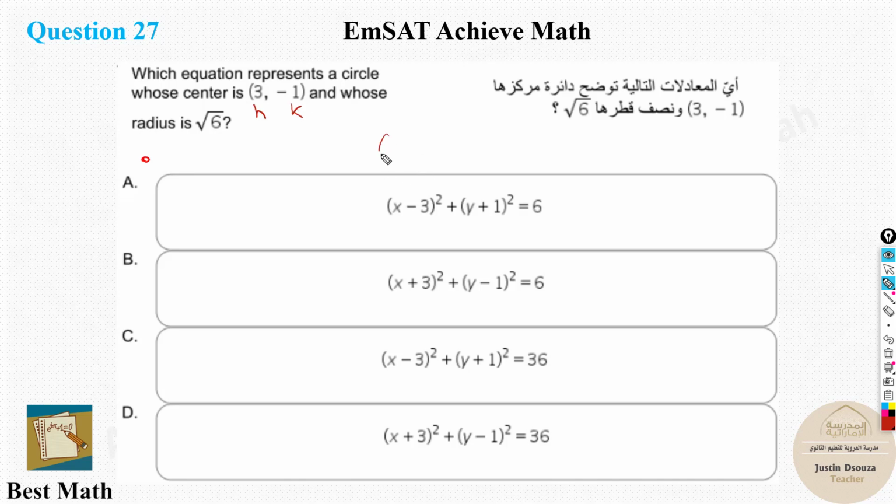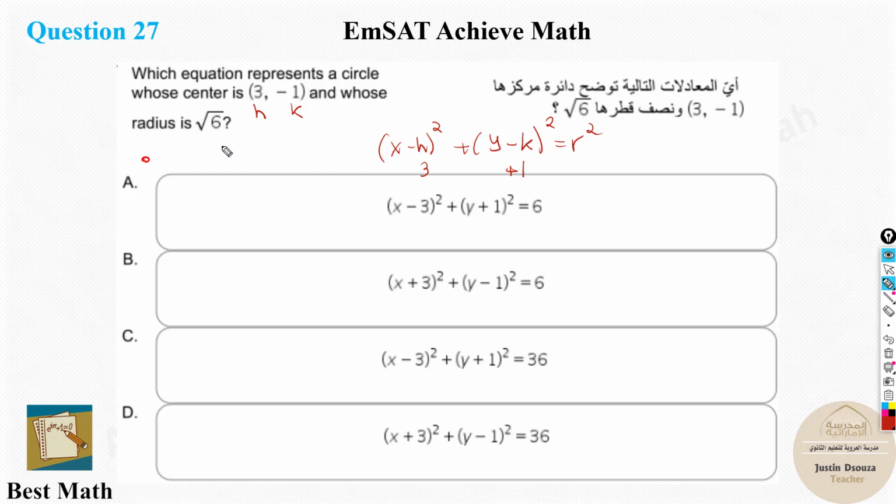And now here the standard form is given as x minus h the whole square plus y minus k the whole square equals r square. This is the standard form. All you need to do is, what is h? Minus the plus 3, so it will become x minus 3 here. Only h will become 3. And what about this? It's minus 1, so minus and minus becomes plus 1.